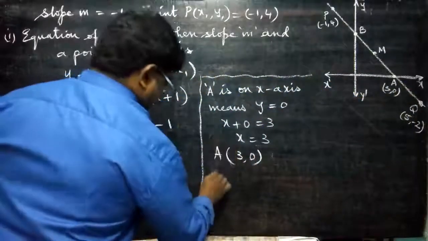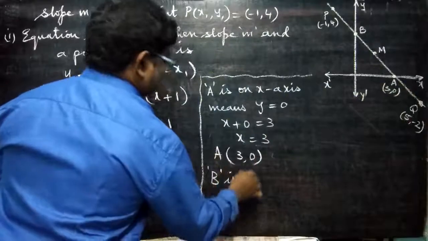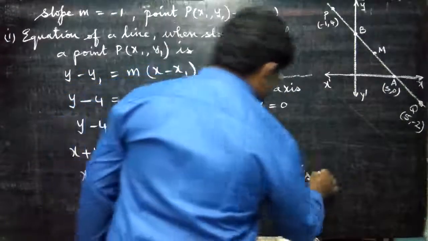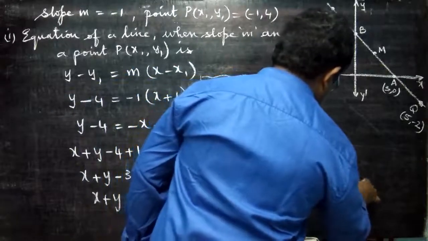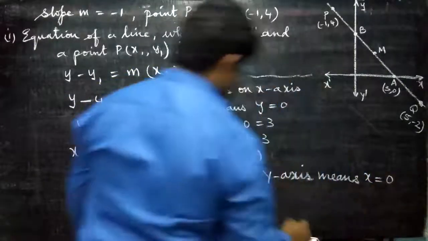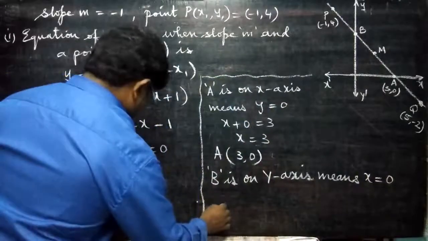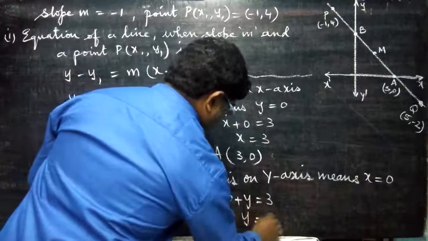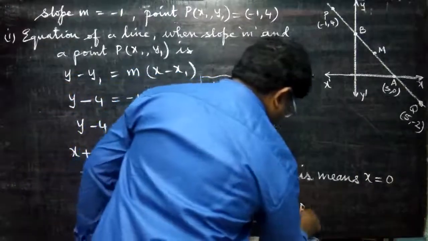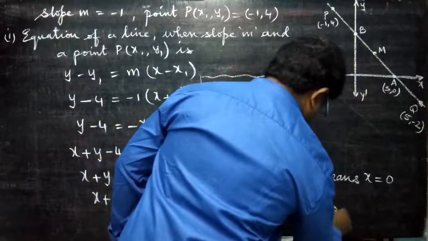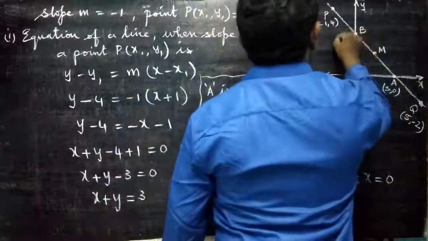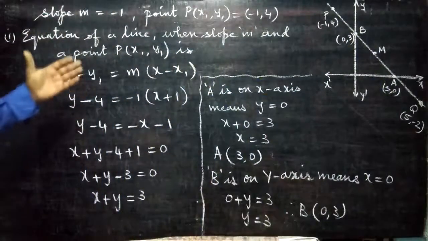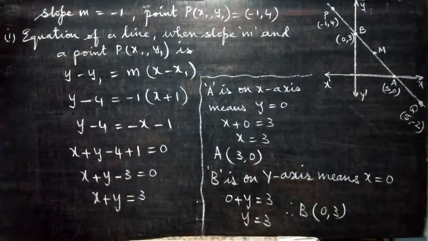Next, B is on y-axis. What is the meaning of that one? Means x is equal to 0. This time 0 plus y is equal to 3. y is equal to 3. Therefore, B is equal to (0, 3). So B is on (0, 3). Are you able to follow? Still we have to find the midpoint M.